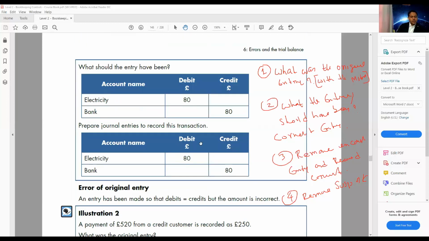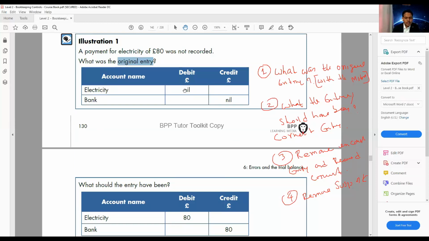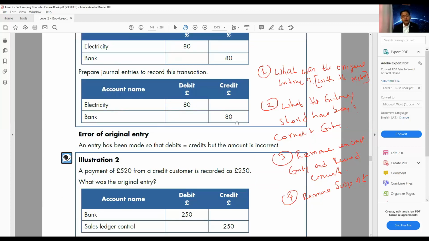The next one is what the entry should have been. So the entry should have been electricity debit £80, bank £80 credit. That's my correct one. So first question, what was the original entry? What was the mistake? The mistake is I put nil. Now I know what the correct entry is, that is 80 and 80. Prepare journal entries to record the transaction. Now I'm going to record the transaction. What is the transaction? Electricity debit £80, bank £80 credit. That's it. It's a simple one.